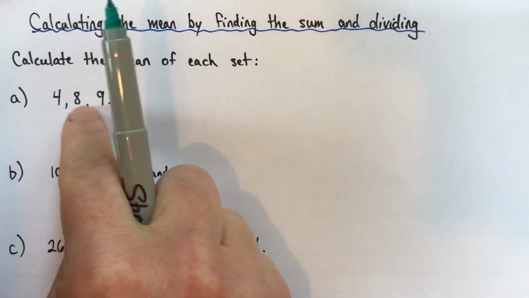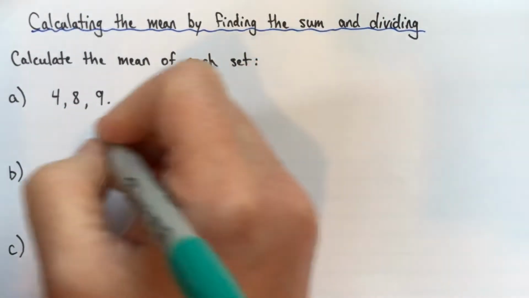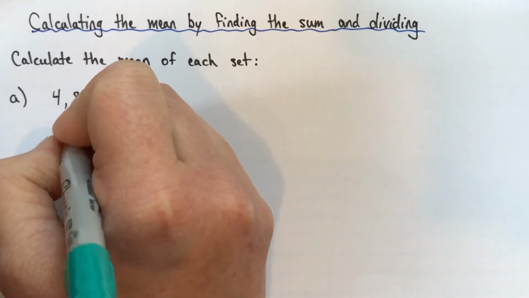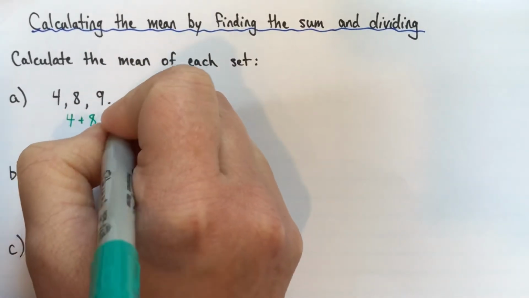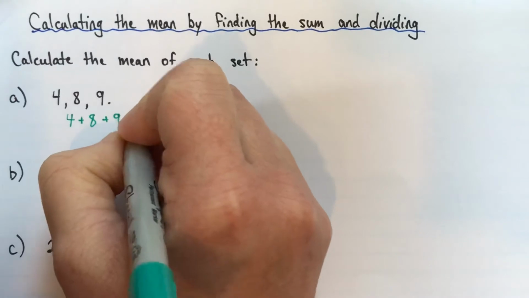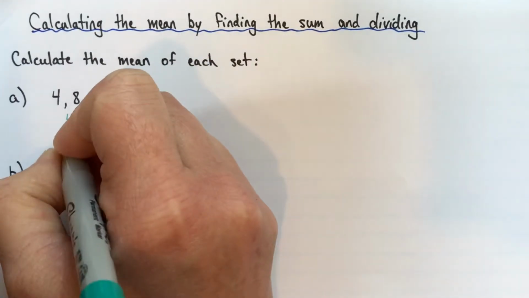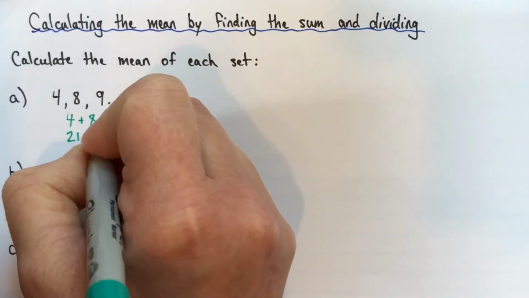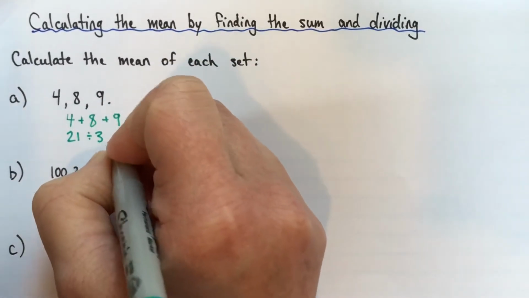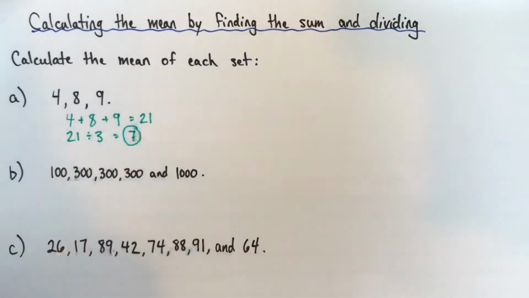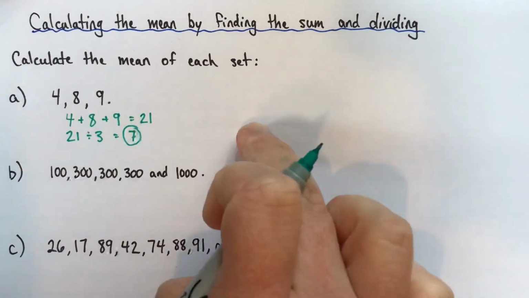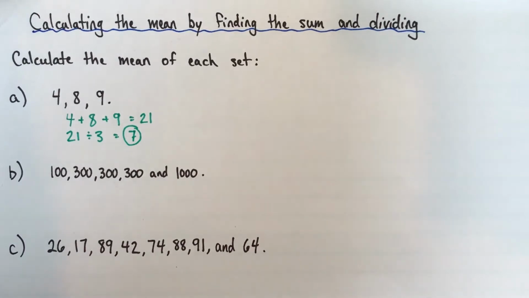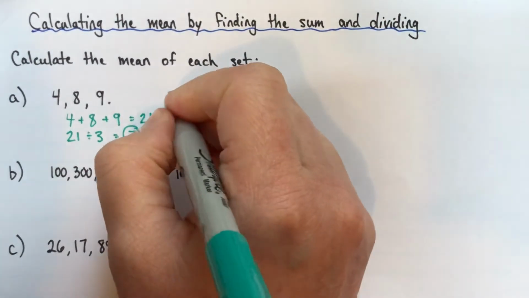So the mean of 4, 8, and 9, here's one way to write it down. 4 plus 8 plus 9, 12 is 21. And then we divide 21 divided by 3 because it's 3 numbers, and that's 7. So that's our mean. So that's one way you can write it down. I'm going to show you 3 ways for this example, because there's a way that some people like to write it that is problematic, that you should not do. So I want to make sure you see that. So that's one way.